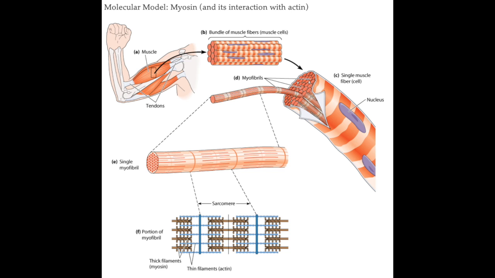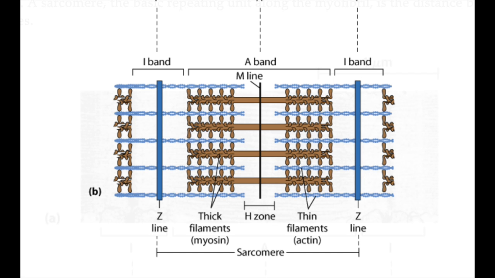As we zoom into a myofibril, we can see the individual sarcomere units. This is where we'll focus our discussion. The sarcomeres are the fundamental contractile units of the muscle. They are composed of actin, the thin filaments, and myosin, the thick filaments.